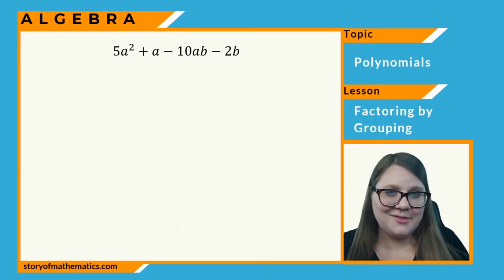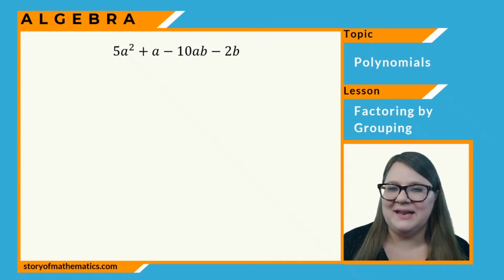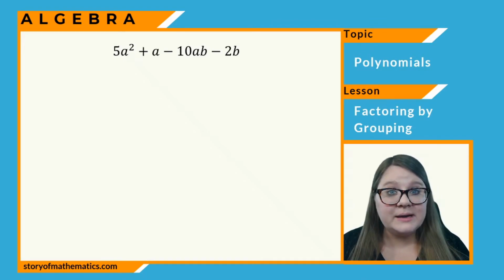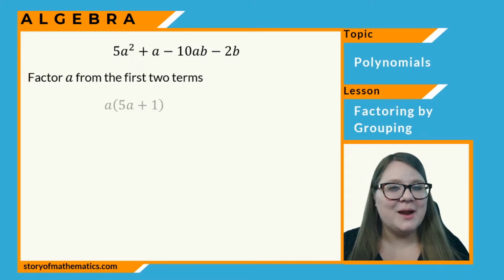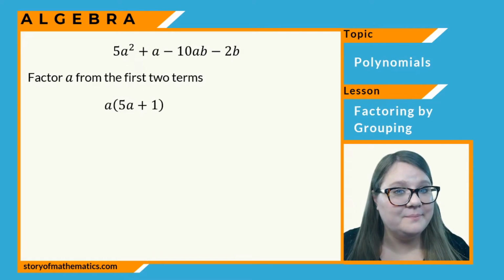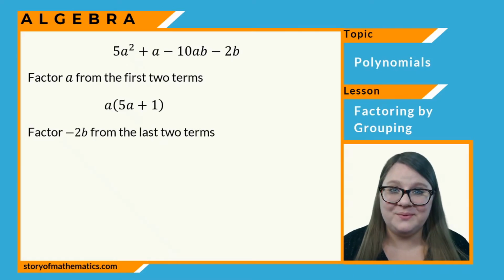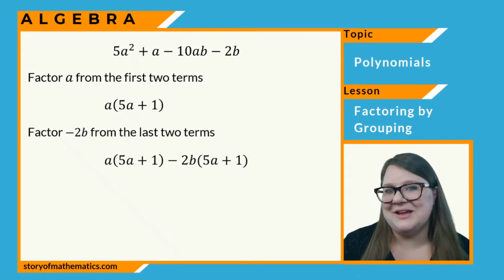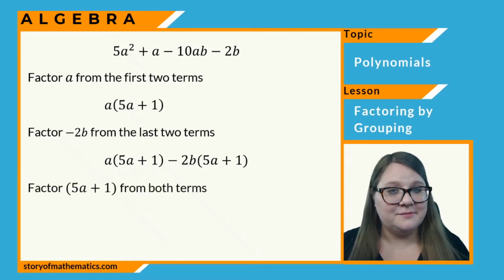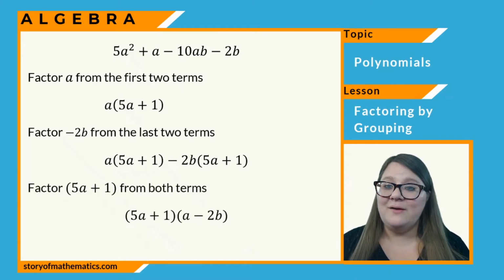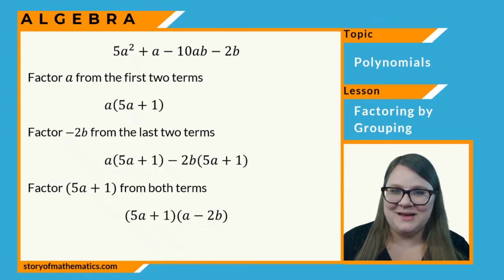Let's take a look at another example. In this one, I have 5a squared plus a minus 10ab minus 2b. What is my greatest common factor for 5a squared and a? Well, that's going to be a, and when I pull that out, I'm left with 5a plus 1. Then looking at my last two terms, I can pull out a minus 2b from both of them, and when I do that, I also get 5a plus 1. Now, my new greatest common factor is 5a plus 1, and when I pull that out, I'll be left with 5a plus 1 times a minus 2b.